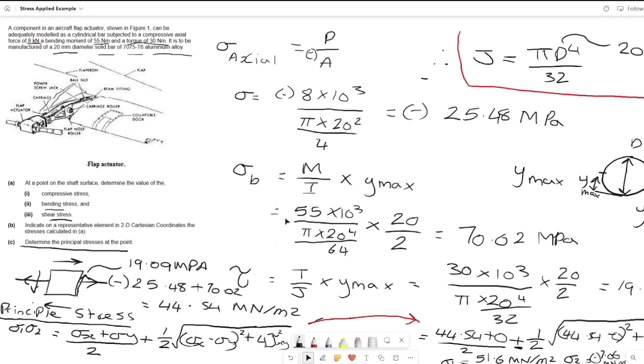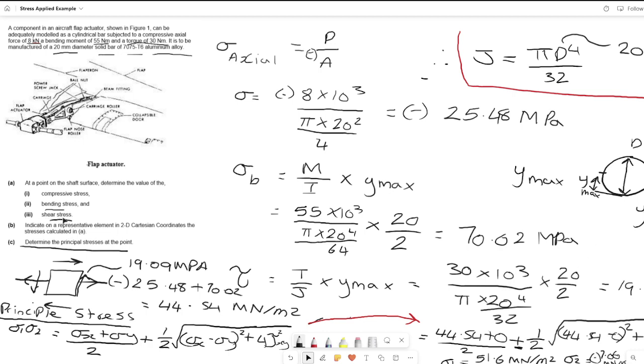To calculate the bending stress, we've done 55 times 10 to the 3 divided by pi times 20 to the 4 divided by 64, times 20 over 2, which has given us 70.02 megapascals. That's the bending stress that we've just calculated.